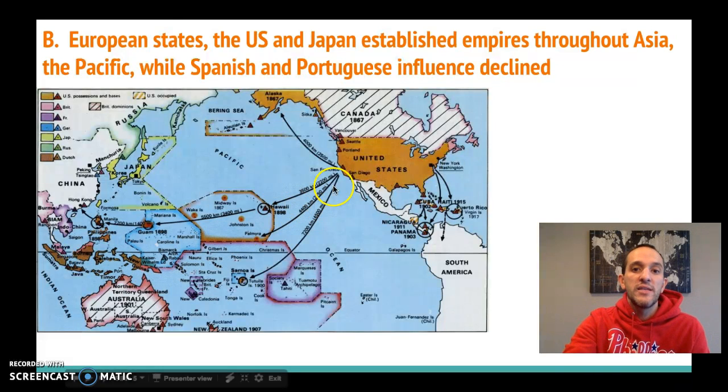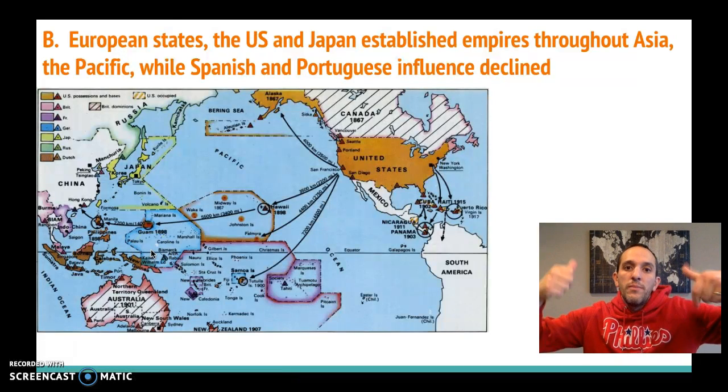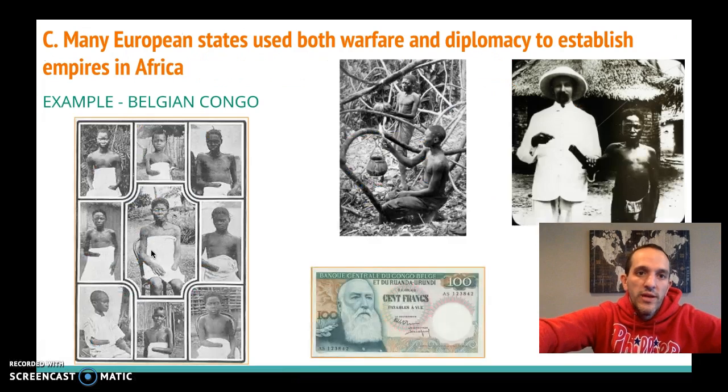That's because the United States needed a midway point between the U.S. and China, because we want to trade with China. Everyone wants to trade with China. So we conquer these areas. It also allows for military bases in areas like Hawaii and a lot of these islands. One area that the United States does take over is the Philippines, which had been conquered by the Spanish in the previous time period. So U.S., Japan, Europe up, Spanish, Portugal on the way down.